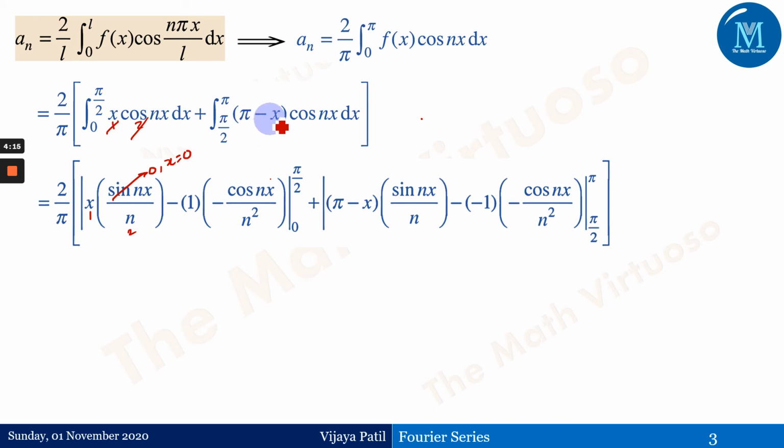Similarly, for pi minus x and cos of nx, the first function and second function, we take the differentiation of the first and the integration of the second, and this again gives the result, from the limit pi by 2 to pi.